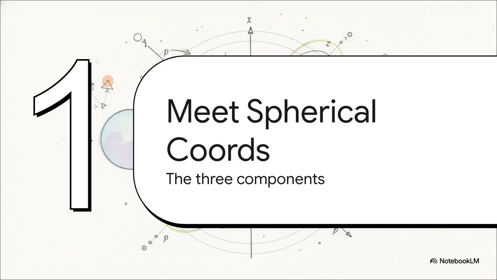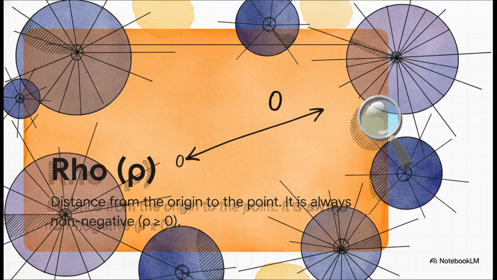All right, so let's get properly introduced to this new language. From now on, every point in space gets a new three-part address: rho, theta, and phi. First up, we have rho. This one's the easiest to get. It's literally just the straight line distance from the center of everything, the origin, straight out to your point. Just think of it like a 3D radius.